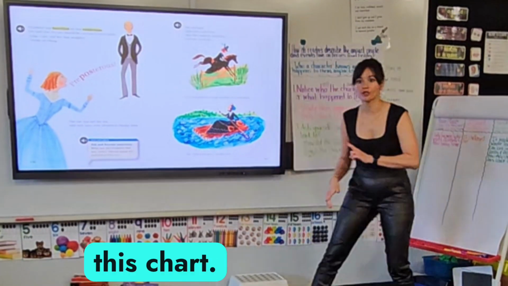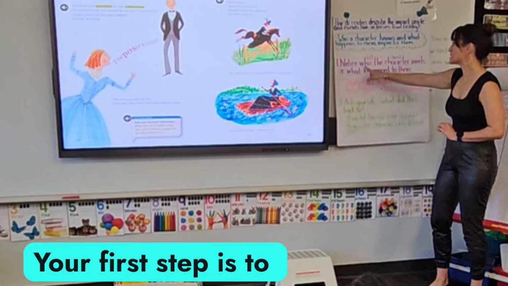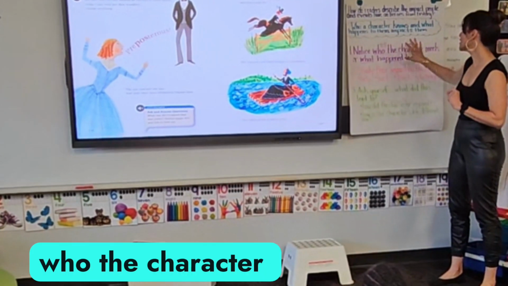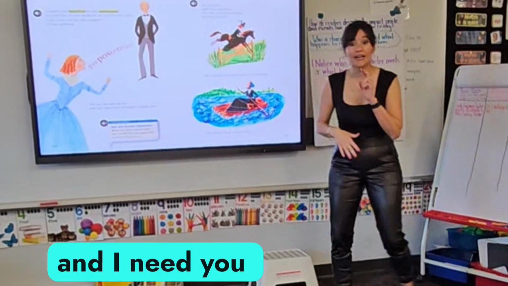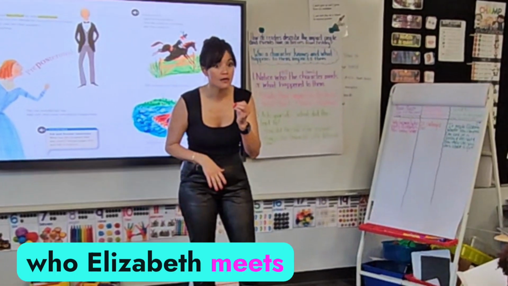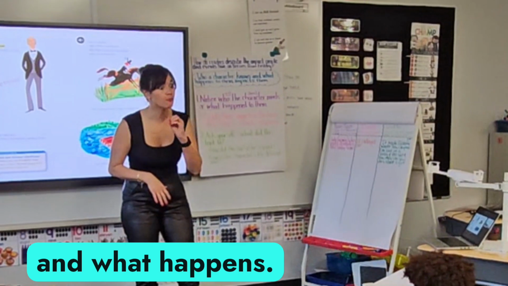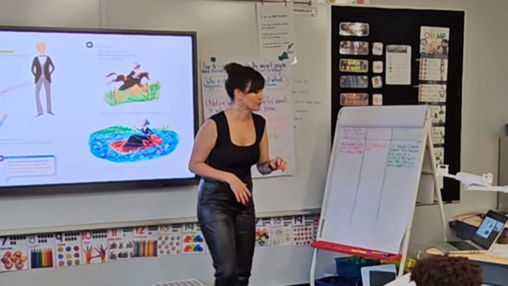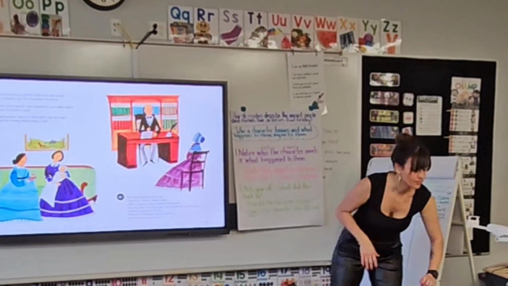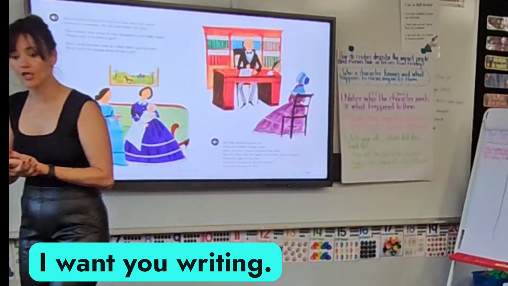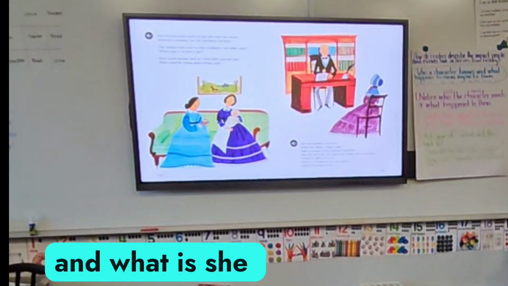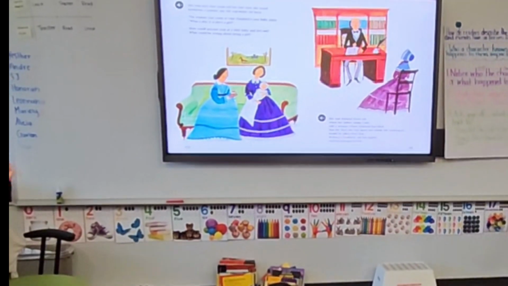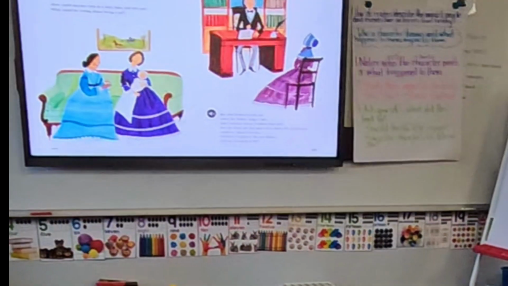Bring your eyes to this chart. Your first step is to notice who the character meets and what happens to them. So let's go back one page, and I need you looking for who Elizabeth meets and what happens. Look at this. I want you writing, who is Elizabeth seeing in this next part? And what is she learning? What is happening to her? Everyone is writing. Thank you.